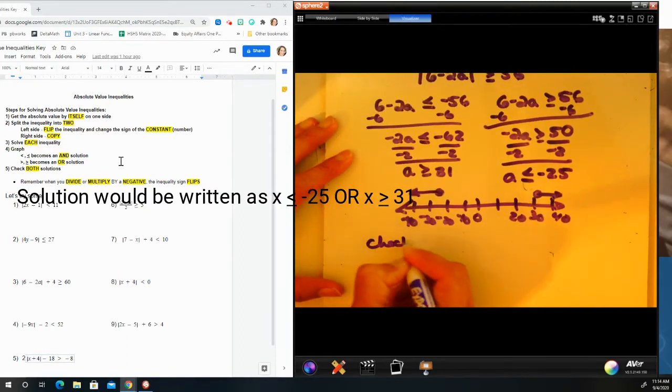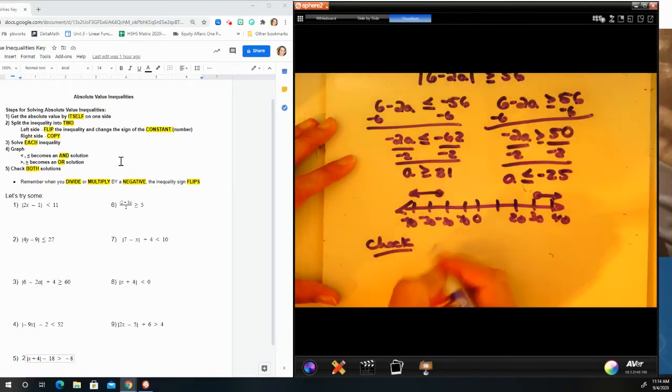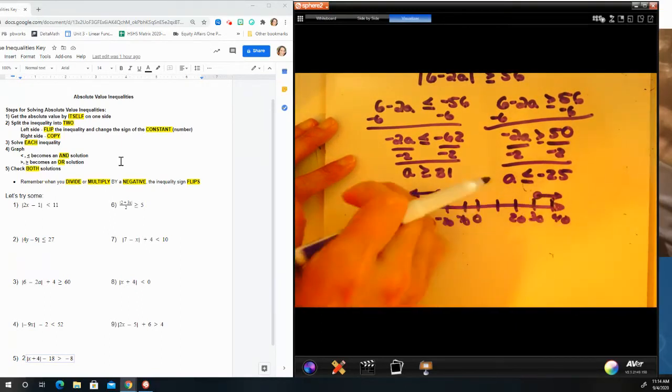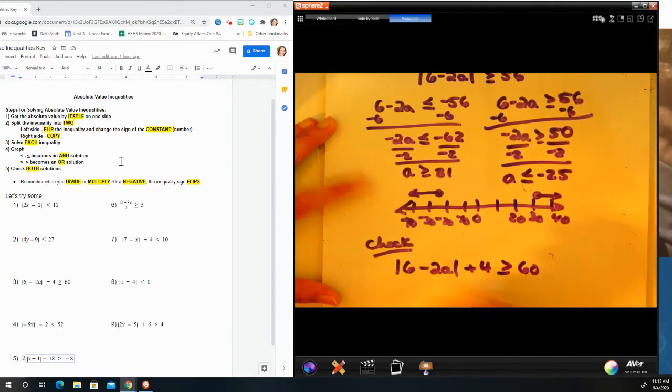When you check, you always use the original. I'm just going to pick a solution that would be in my solution set, because remember, inequality means there's a whole set of solutions. So maybe I want to check the absolute value of 6a plus 4 greater than or equal to 60. So let's try negative 40.